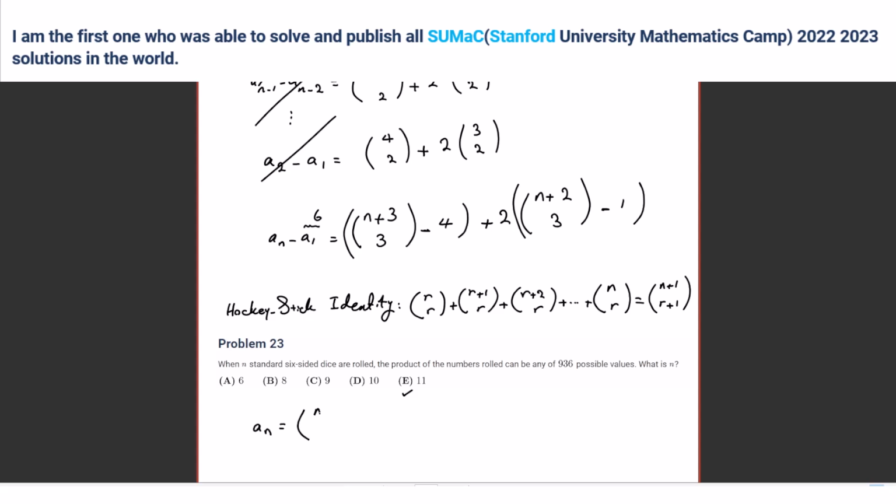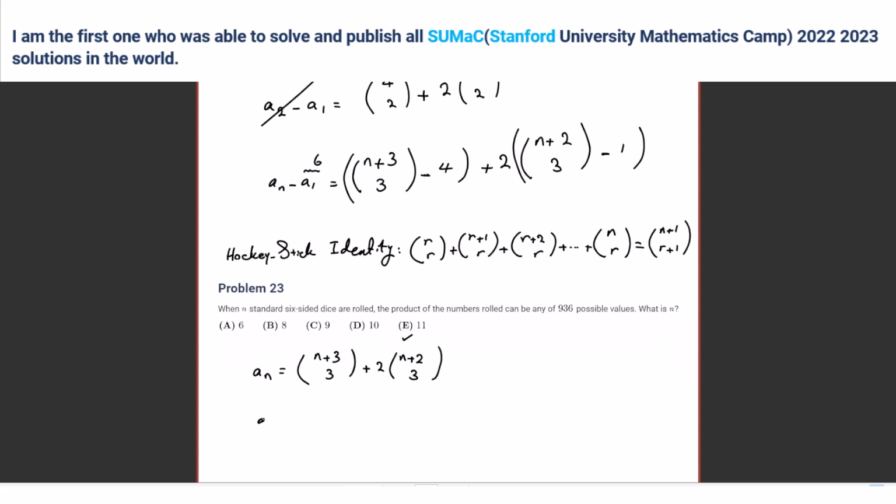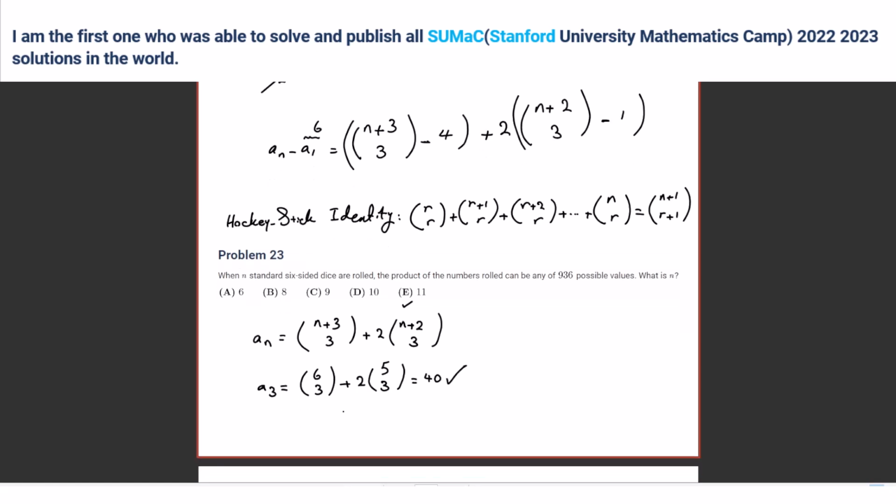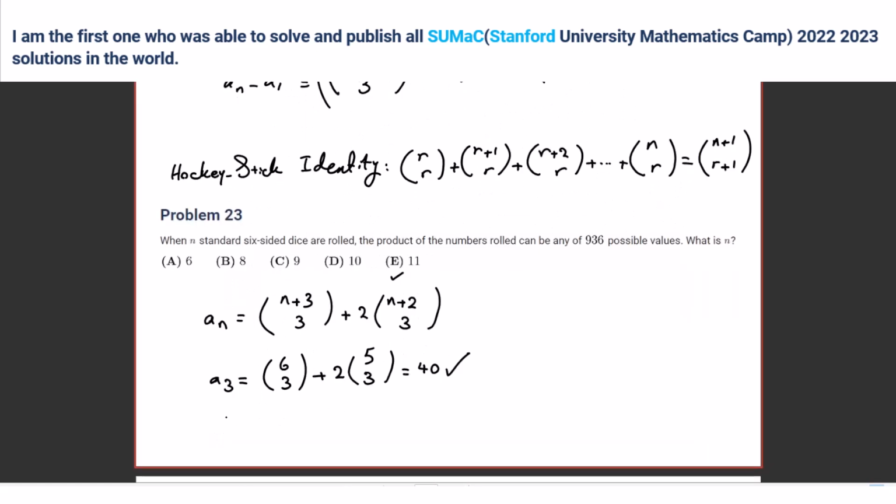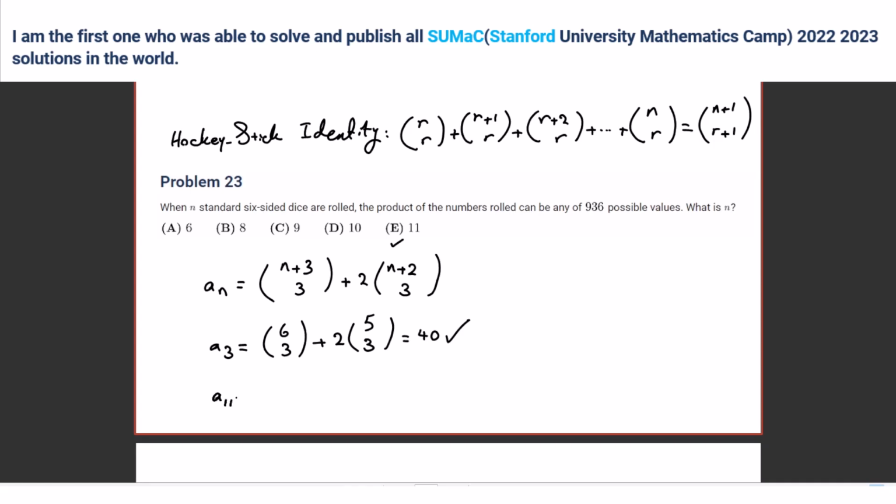a_n is equal to n plus 3 choose 3 plus 2 times n plus 2 choose 3 minus 4 minus 2 minus 6. It cancels out 6. It is this, exactly. But we should check at least for one case, for example 3, to make sure it's correct. 6 choose 3 plus 2 times 5 choose 3, which is 20 plus 20, 40. It's correct, right? Yep.